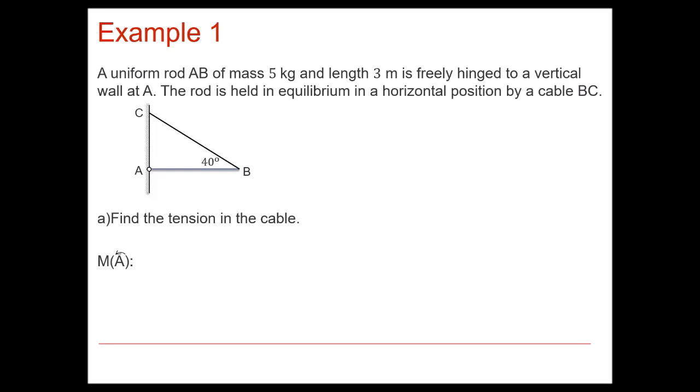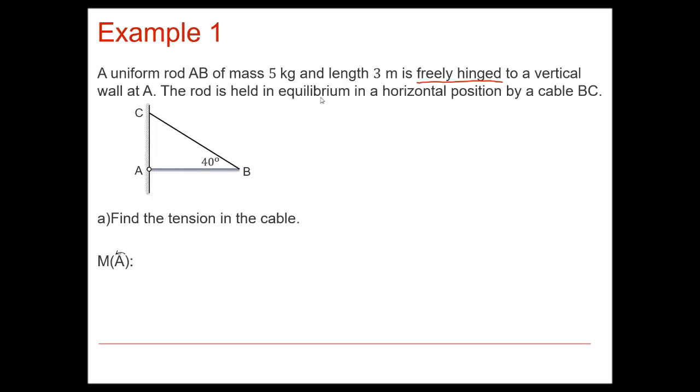We have a uniform rod, mass 5 kilograms, length 3 meters, and it's freely hinged to a vertical wall at A. Now, firstly, it's worth just saying what we mean by freely hinged. What that means is that that rod is free to rotate about this hinge here, and this hinge is frictionless, so we don't need to worry about any turning effect on the rod from that point at all. We just assume that that rod can freely rotate in accordance to what other forces are acting about that point.